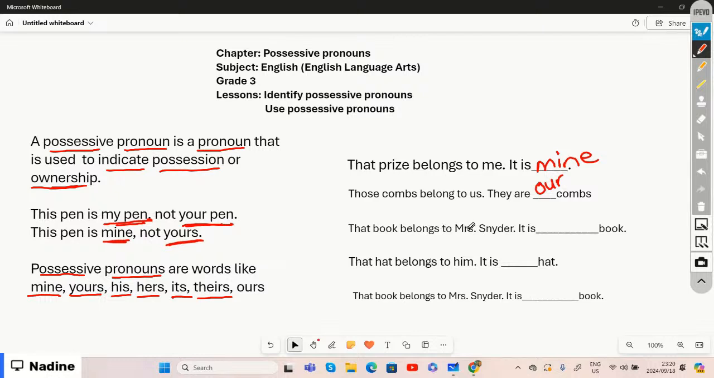That book belongs to Mrs. Snyder's. If the book belongs to Mrs. Snyder's, then we can say it is mine, yours, his, hers, its, theirs or ours. Who does the book belong to? Mrs. Snyder's.